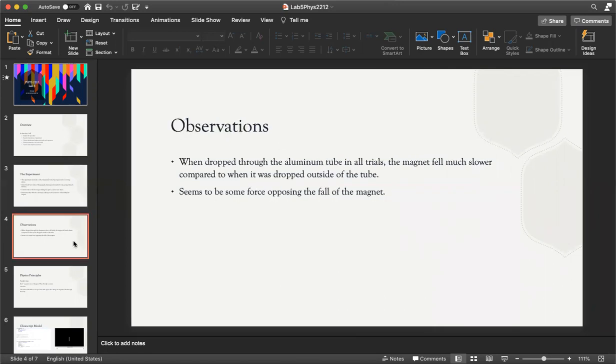So here are the observations. When dropped through the aluminum tube in all trials, the magnet fell much slower compared to when it was dropped outside of the tube. And so this would suggest that there's a force opposing the fall of the magnet due to the electrical and magnetic interactions between the tube and the magnet.